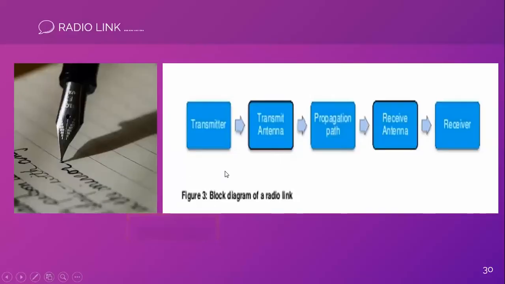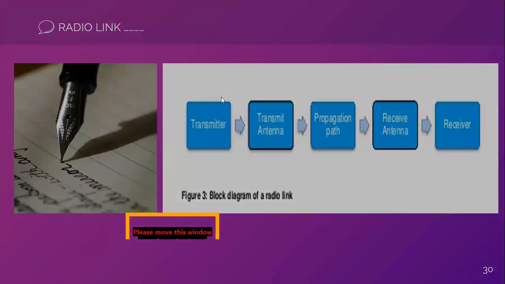So, the basic block diagram of the radio link, because we are already talking about electromagnetic waves or radio waves. See here, the transmitter, then the transmitting antenna will be placed. In between, the wave will propagate, there will be a path, and the receiving signals will be received by the antenna, and the main receiver will be there. So this is the radio link.